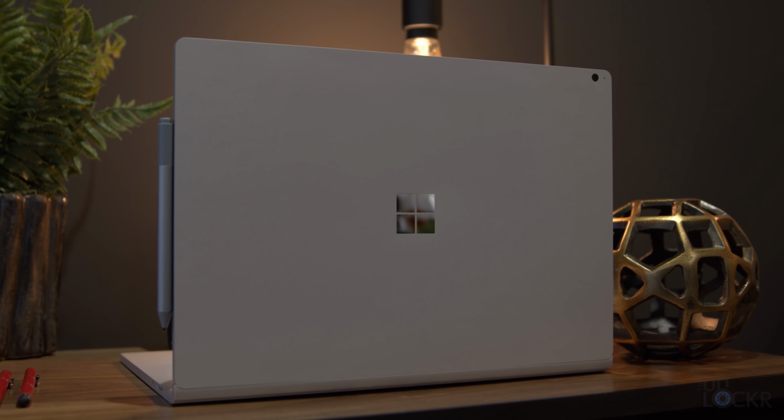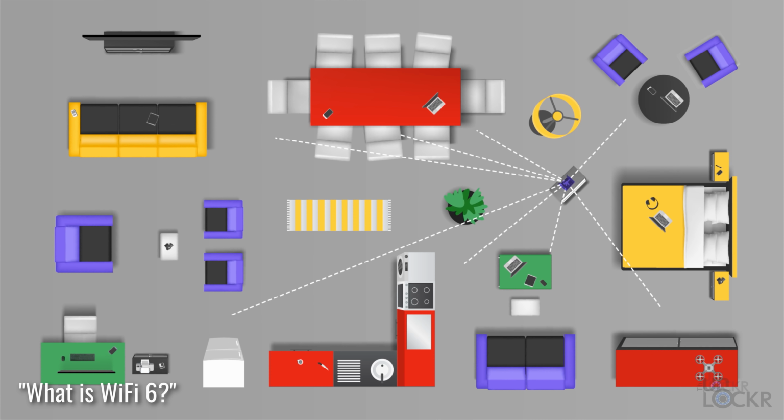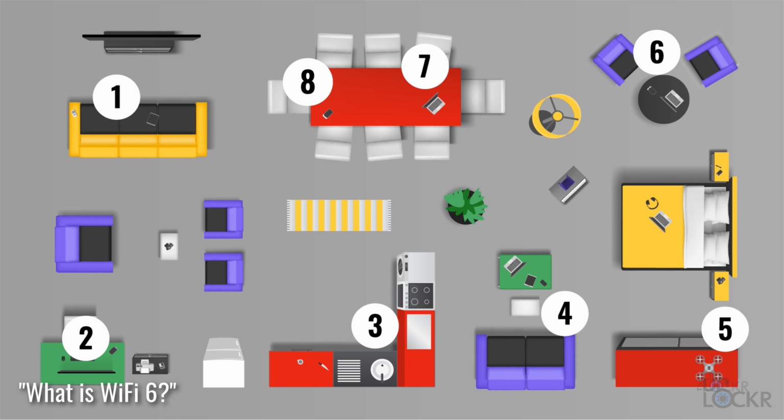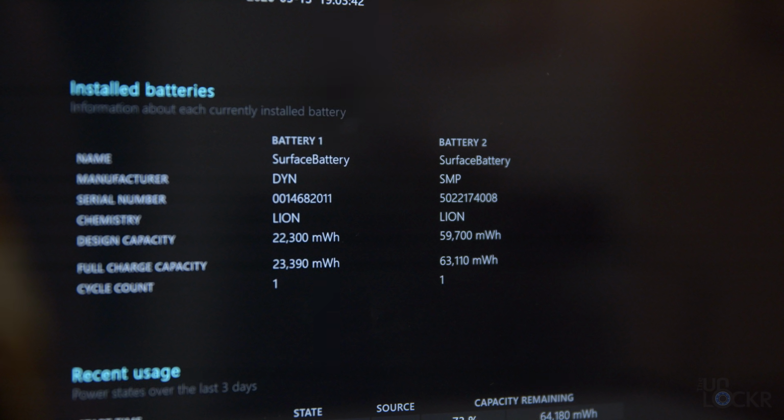For connectivity, we have Bluetooth 5.0 and Wi-Fi 6 now, and if you're curious, you can watch my decoder episode, the explainer series that I do here on the channel, for what the benefits of Wi-Fi 6 even are, here. As I hinted earlier, we have 2 batteries in this laptop. Based on running a quick battery report in command prompt, they seem to be a 22.3 watt hour battery in the display part and a 59.7 watt hour battery in the base, making for a combined 82 watt hour battery here in the 15 inch model.